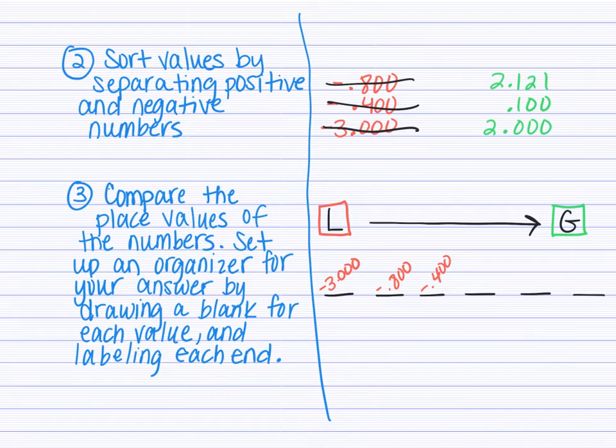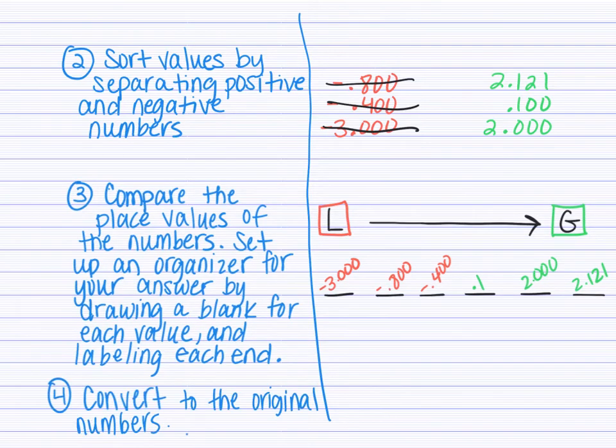So now I'm going to move over to my positive side, and my thinking is also going to change because with the negatives, the smallest number is the one that looks the biggest. But with your positive numbers, the smallest number is the one that looks the smallest. So 0.1 and then 2.000 and finally 2.121.